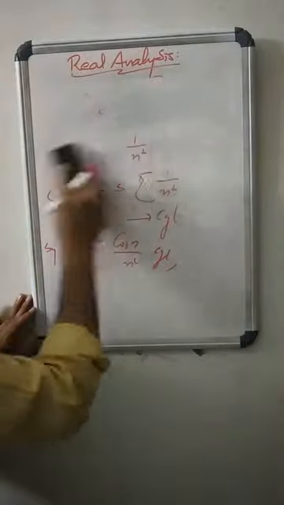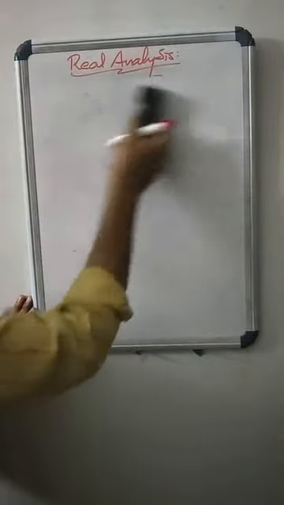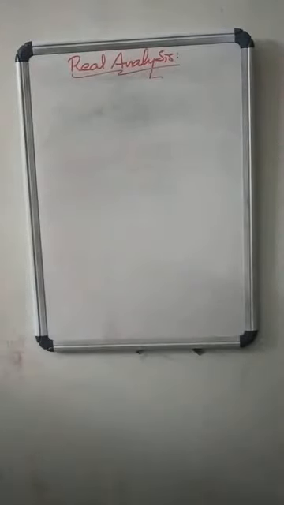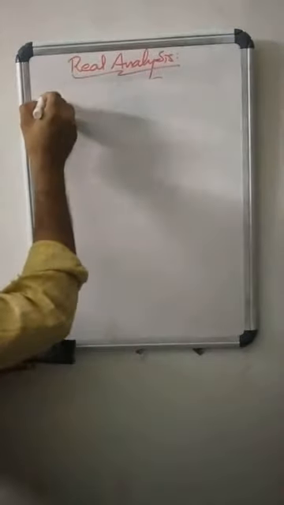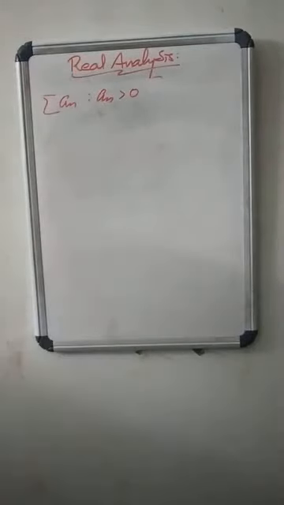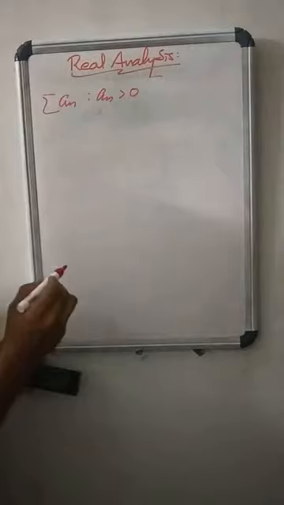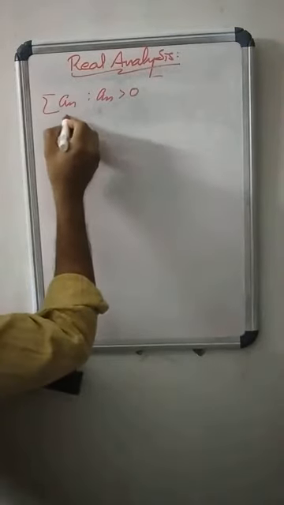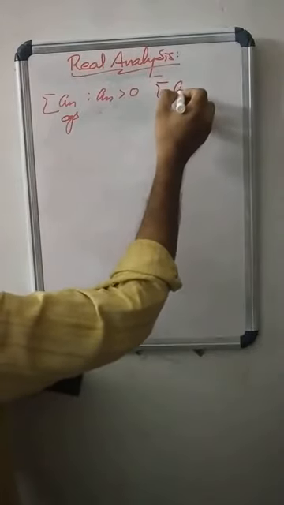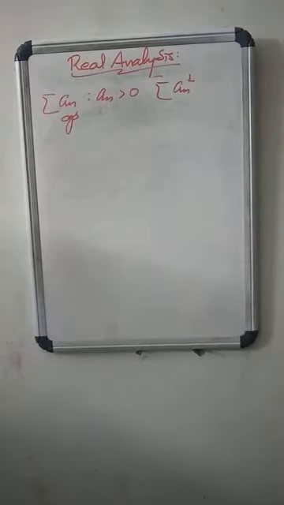Now come to another result. Suppose a_n is a sequence of positive reals, that is, a_n greater than 0. Then sigma a_n converges, where a_n is the sequence of positive reals. What about sigma a_n squared? Does it converge? Sigma a_n, where a_n is a sequence of positive reals, converges. Then check whether sigma a_n squared converges or not.